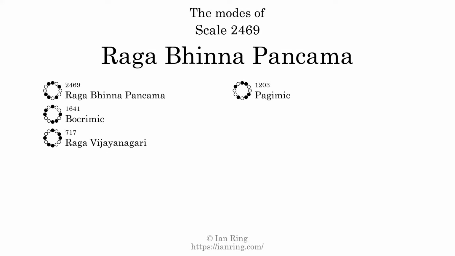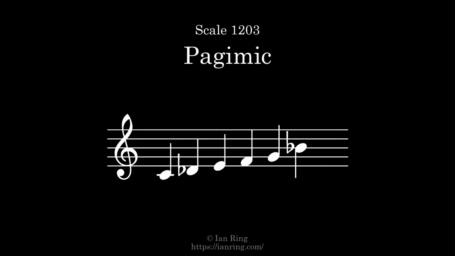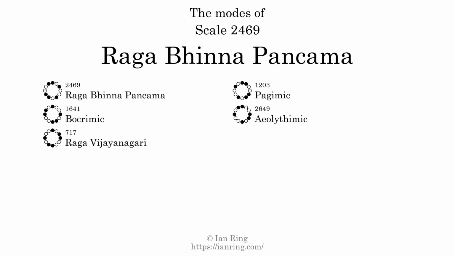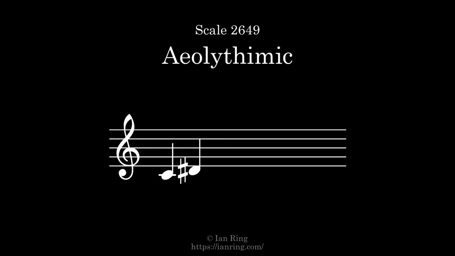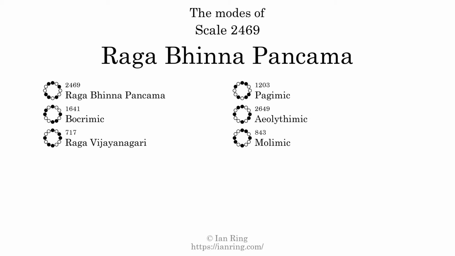The fourth mode is scale 1203, also known as pancamic. It sounds like this. The fifth mode is scale 2649, also known as eolithymic. It sounds like this. The sixth and last mode is scale 843, also known as melimic. It sounds like this.